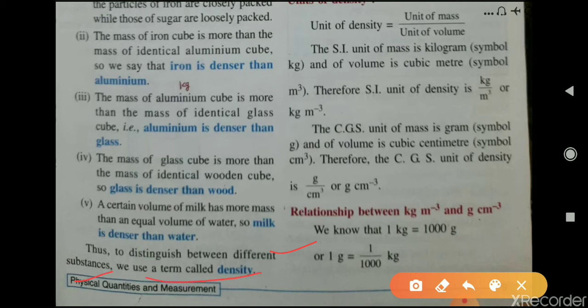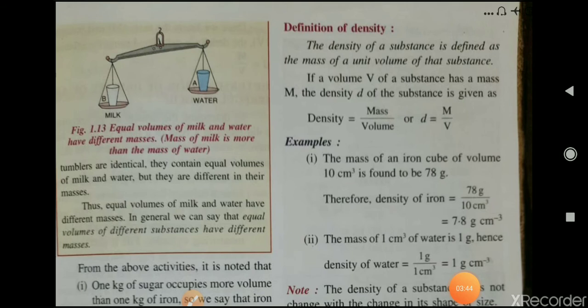That is density. Here it is said that iron is denser than aluminium, that is, the density of iron is more than that of aluminium. Here aluminium is denser than glass, therefore the density of aluminium is more than that of glass. Here glass is denser than wood, that is, the density of glass is more than that of wood. Density of milk is more than water. Okay. Now what is density?